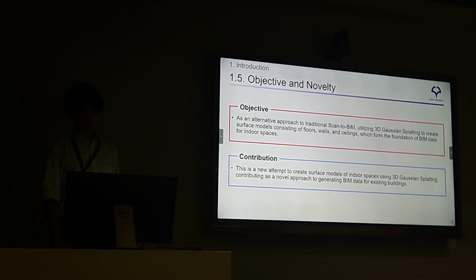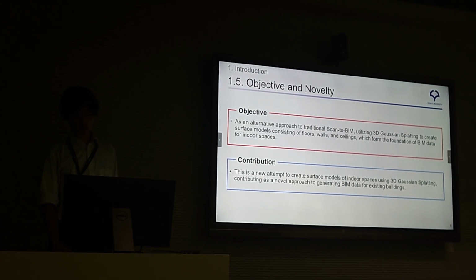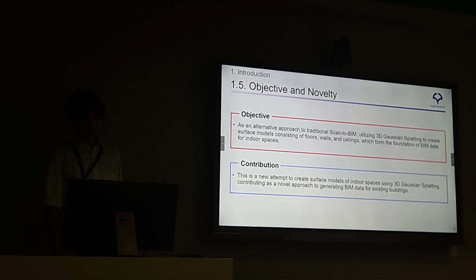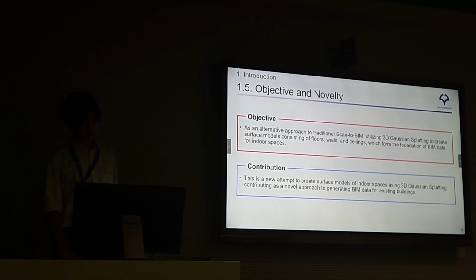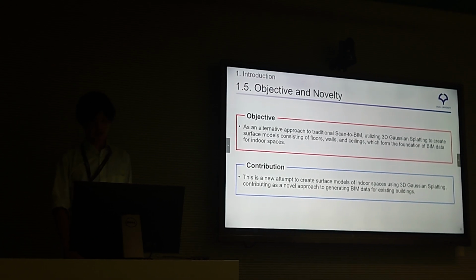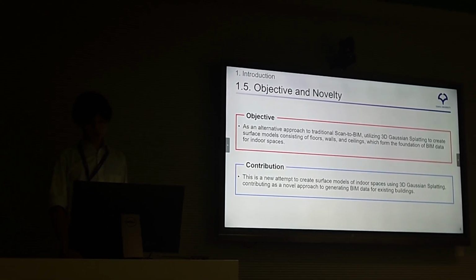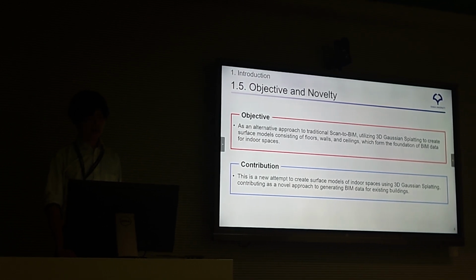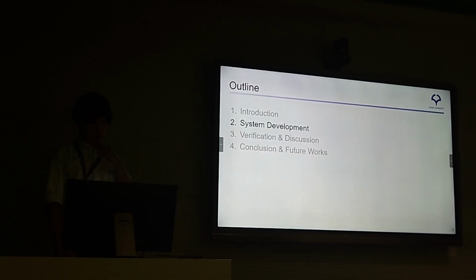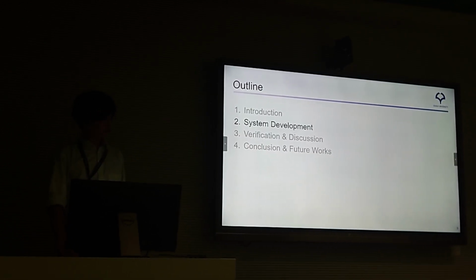Therefore, the objective of this research is to use 3D Gaussian splatting as an alternative approach to traditional scan-to-BIM to create surface models, including floors, walls, and ceilings, that form the basis of BIM data for indoor spaces. Second, I'll explain our proposed system.